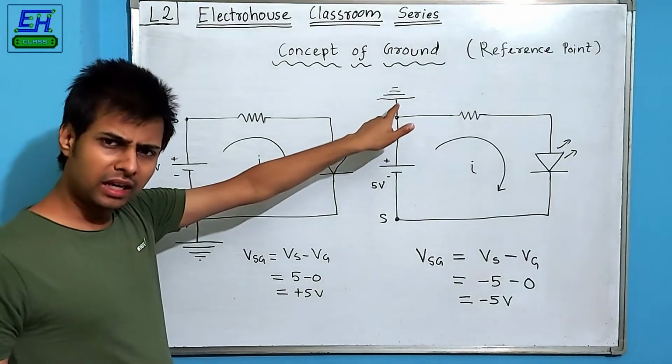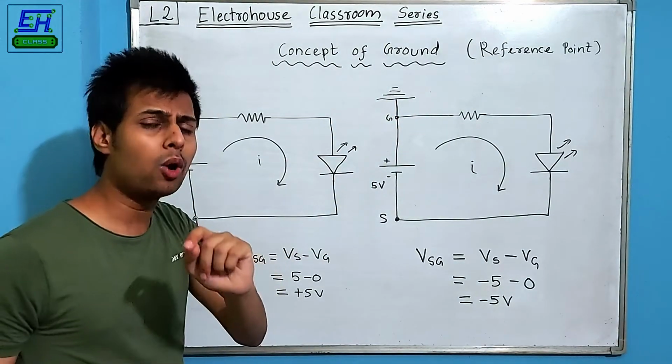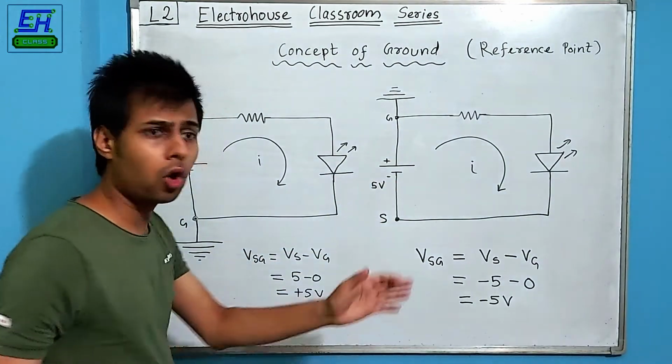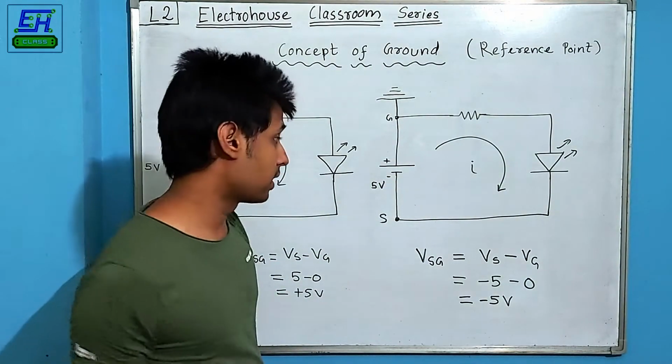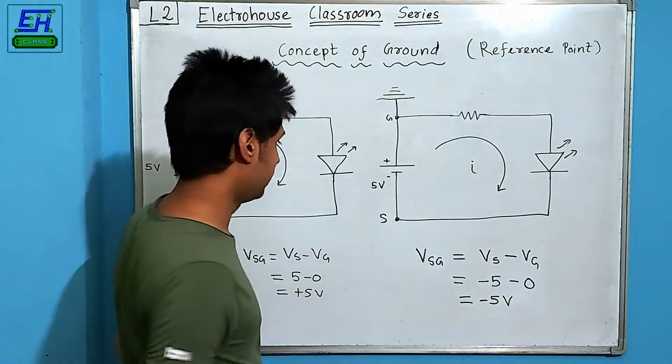And is it ethically correct? Ethically it is actually correct, because you can connect ground anywhere, even at the positive terminal, negative terminal, or any other point in the circuit. Now let's see the difference between the interpretation of voltage.